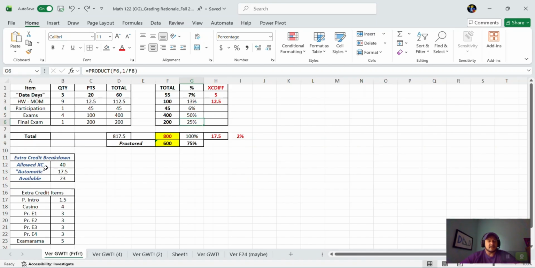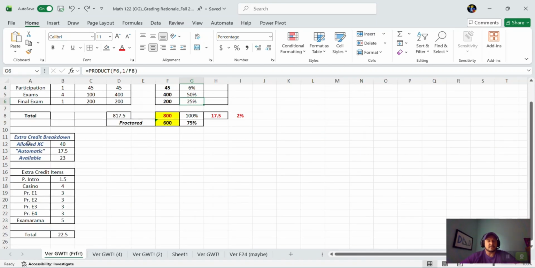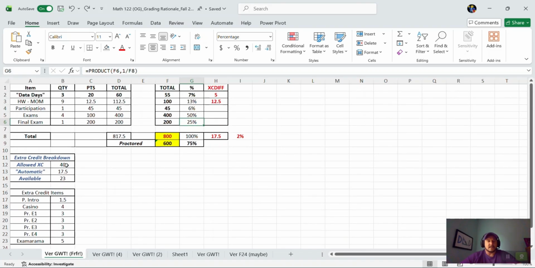Over to the left, here's where I'm parsing out what my extra credit is going to be based upon. So 40, they have a possibility of earning up to 40 bonus points, but nothing more, because that would break the 5% rule of bonus points, okay?